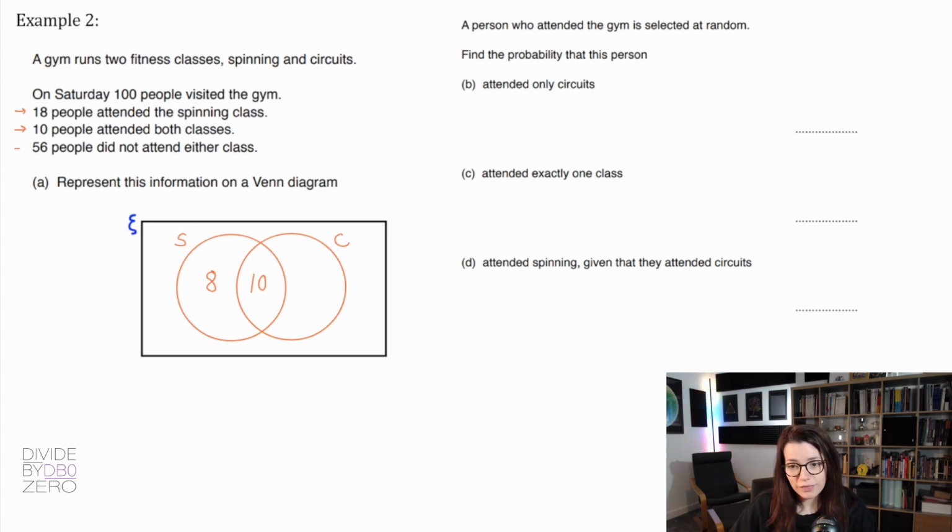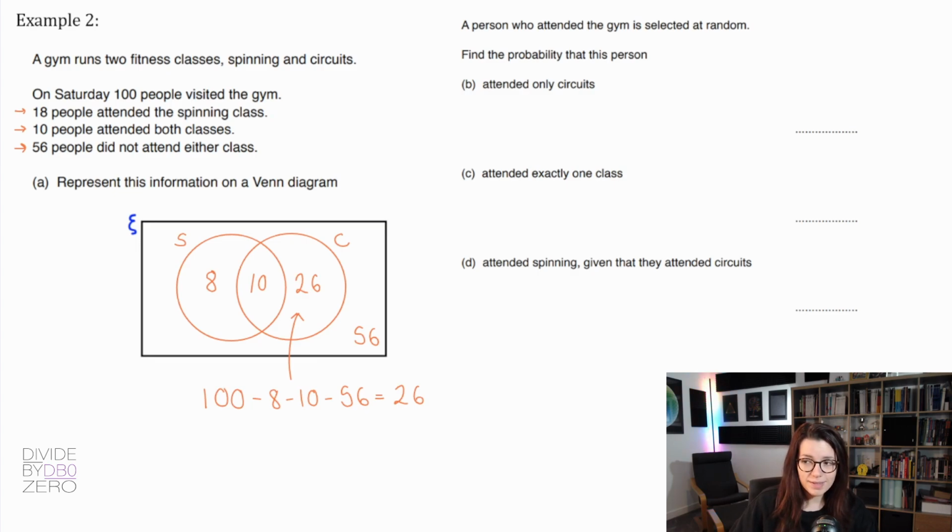We're also told that 56 people did not attend either class, so that can go on the outside of the circles. And then to work out this part, we're just going to take the total number of people, so 100, and subtract all the other parts. When we do this, we get 26. So 26 people just attending the circuits class. And that's it. That's the completed Venn diagram.